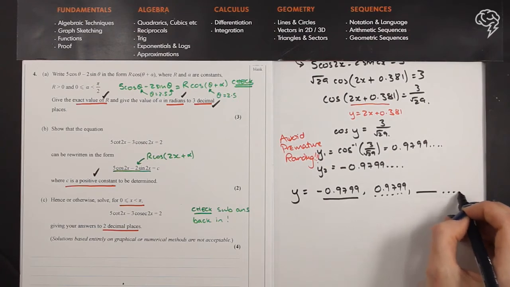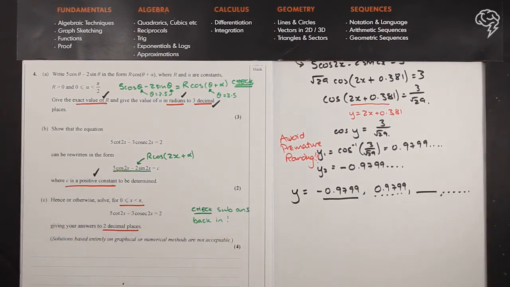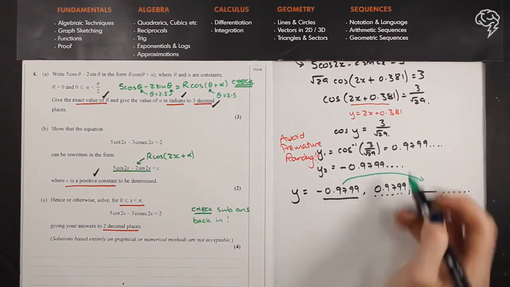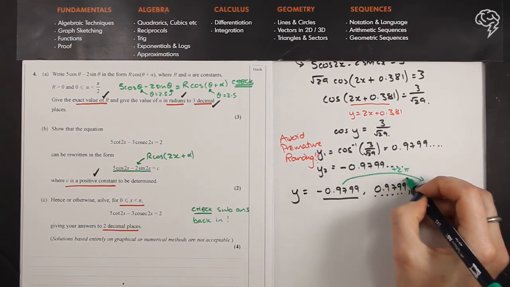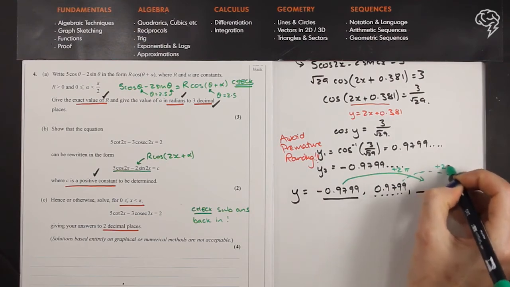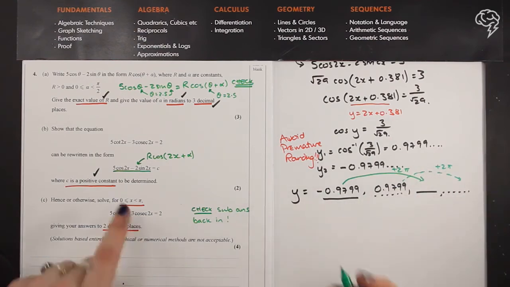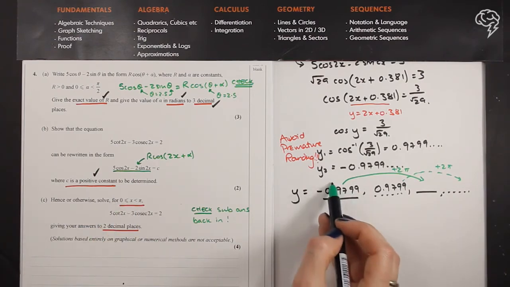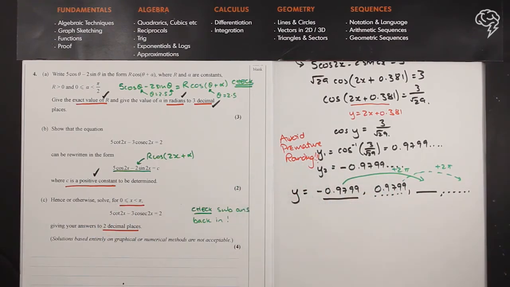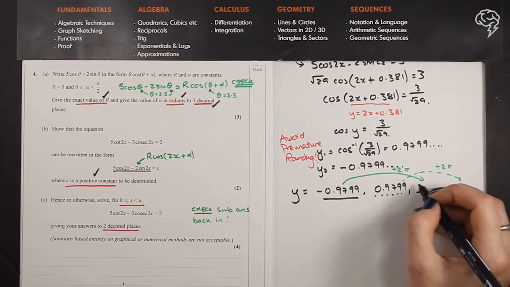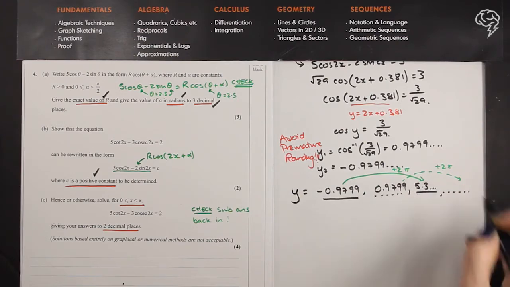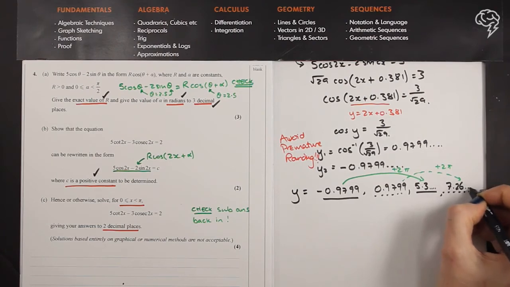Now if I want more, then I can get more just by adding and subtracting 2 pi. So to go from here to here, I just add 2 pi. To go from here to here, I just add 2 pi. If I wanted some more negative ones, which I don't, because I just want to go from 0 to pi, but if I did, I would subtract 2 pi, subtract 2 pi. And I can do that as long as I like, and I get loads of solutions. So in this case, we end up with 5.3 something or other here, and 7.26 something or other here, just by adding 2 pi.